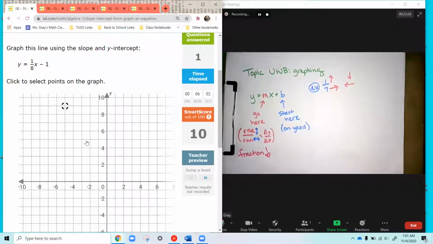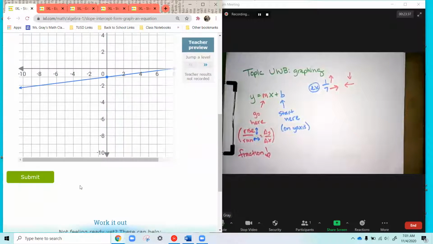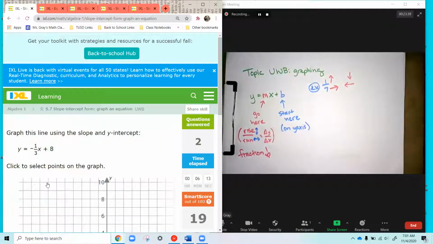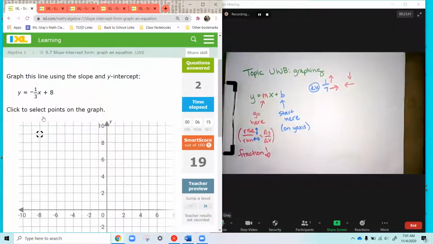Okay, so starting here at -1, right? So I'm going to come to my y-axis, mark -1. 1 over 8 means I'm going to go up 1 over 8. So hopefully you can tell it's a lot faster than using a table. This one starts at a +8, but this time I have a negative.